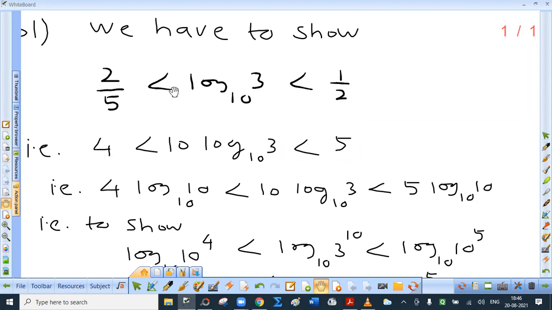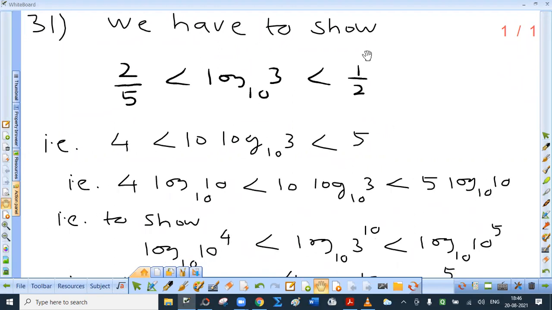You can say, let us prove 2 upon 5 less than this. That is to prove 2 less than 5 log. After proving that, you can say we have to prove log 3 less than half. That is to prove 2 log 3. Then combine these two to get the answer. Is that clear? Right.